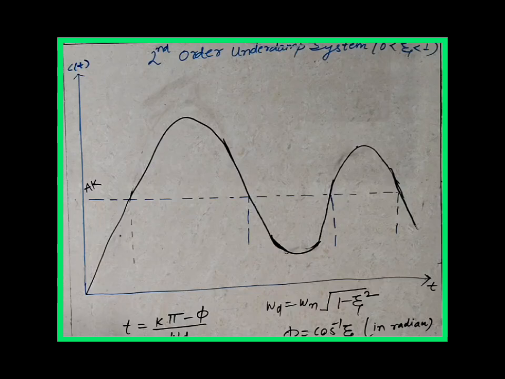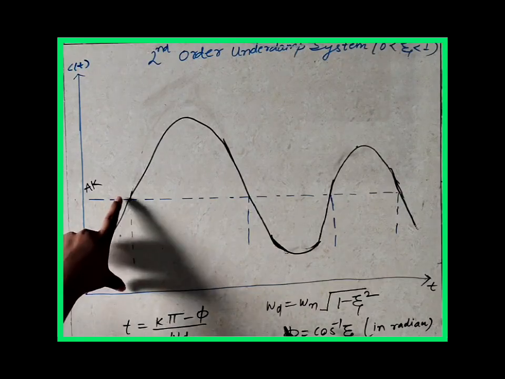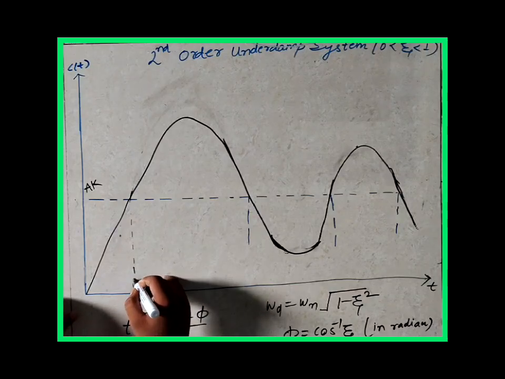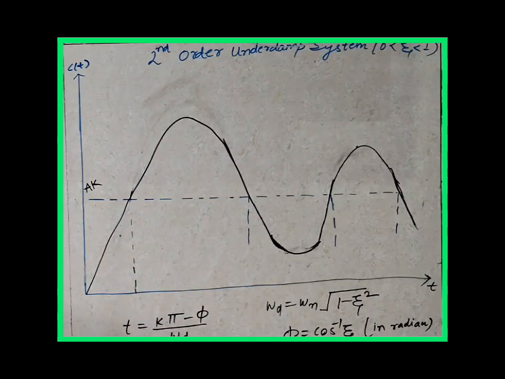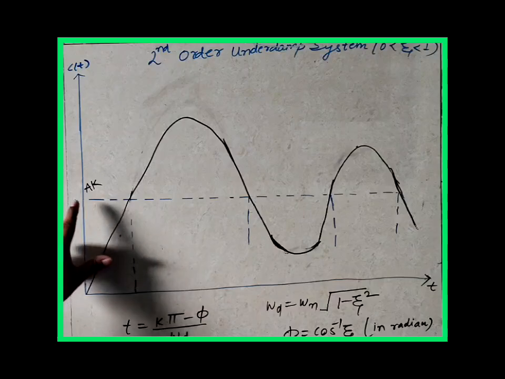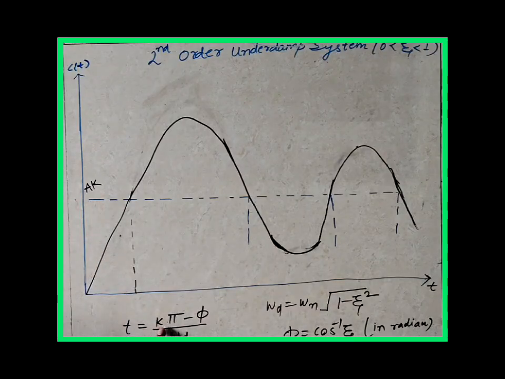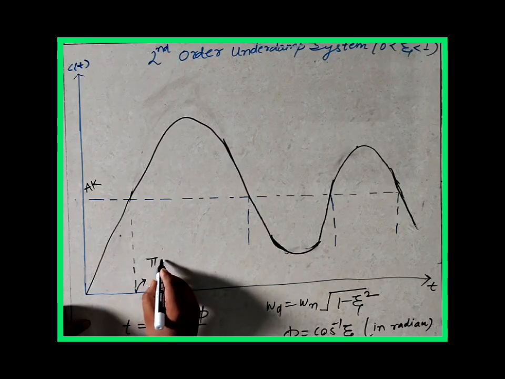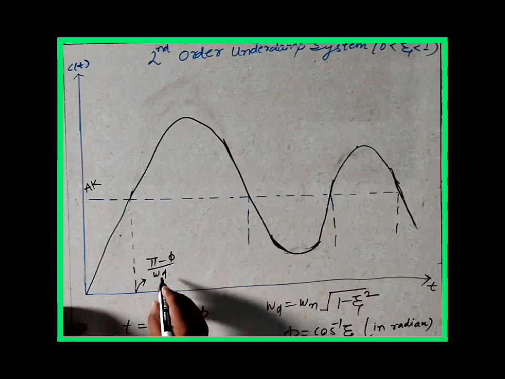So if we know this formula, we can get these four time instants where the value of c(t) is equal to AK. K is 1, 2, 3, and so on. So this is the first time when c(t) becomes equal to AK. We put the value of k equals 1, and the time comes to pi minus phi divided by omega d, right?